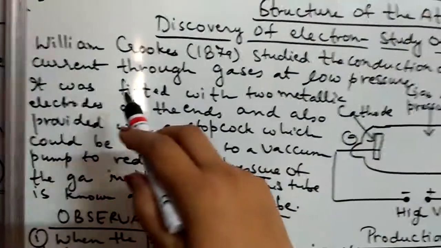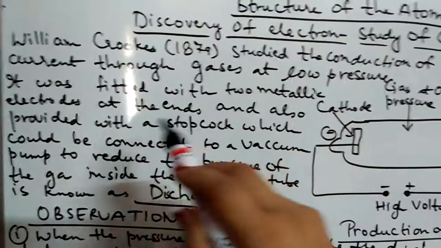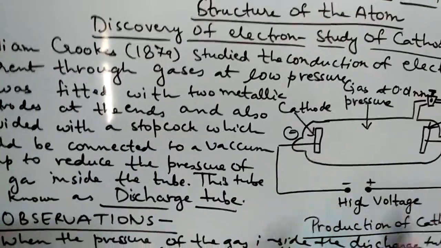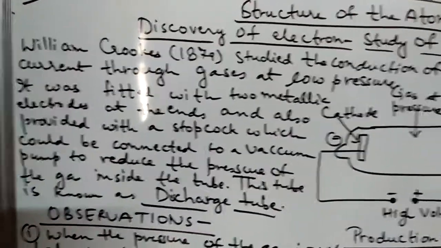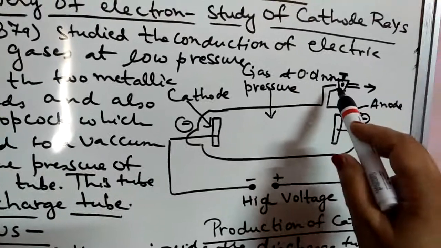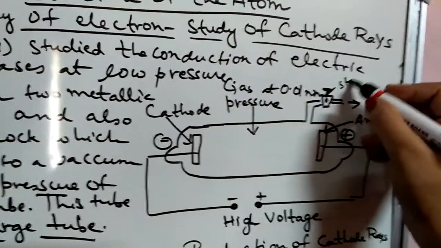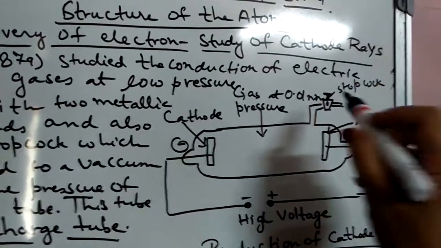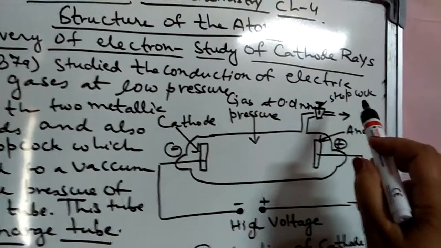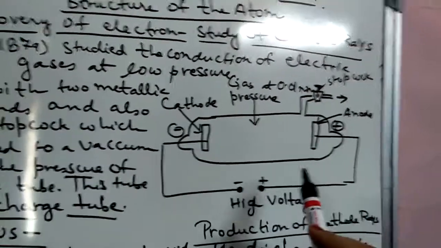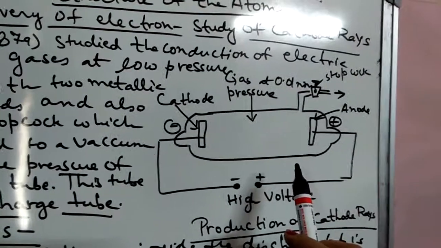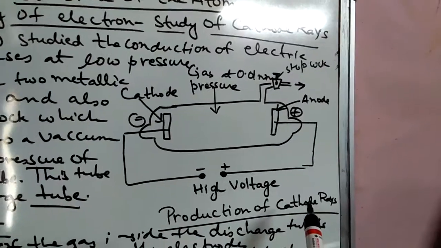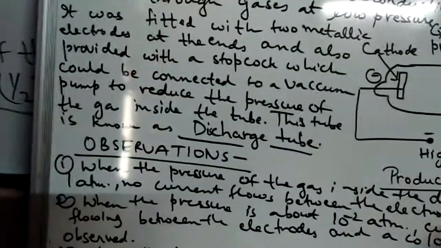Now what happens? It was fitted with two metallic electrodes at the ends and it is sealed at both the ends, and also provided with a stopcock. This is the stopcock, and this stopcock is connected to a vacuum pump to reduce the pressure inside the discharge tube, right? This tube is known as the discharge tube for the production of cathode rays.